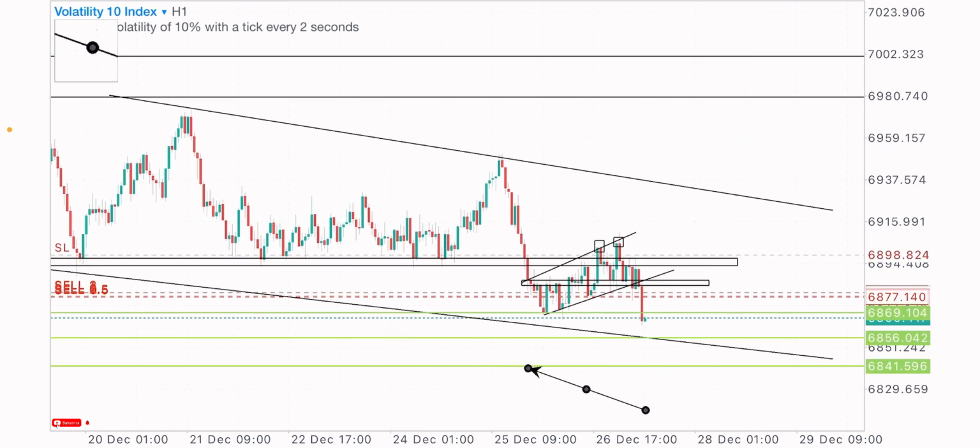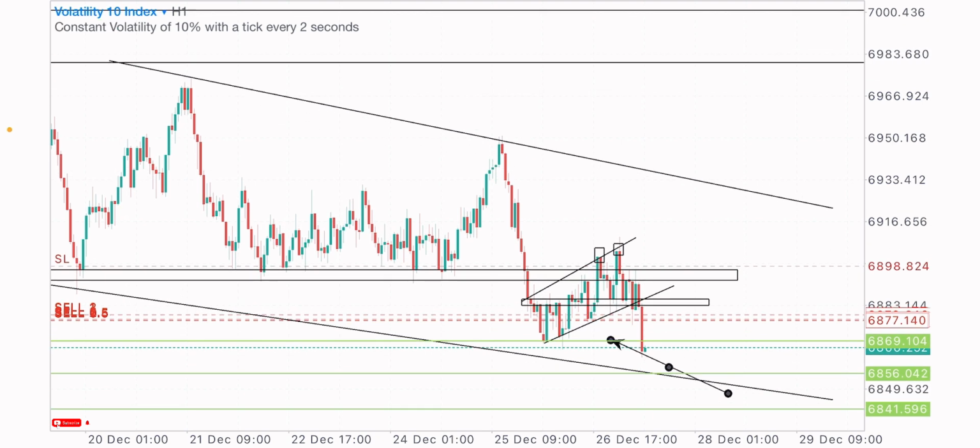So that's it, guys. That's how I was able to take the sell trade on Volatility 10 Index, working with market price action, identifying the market key levels and zones, and looking out for my entries on a lower time frame.